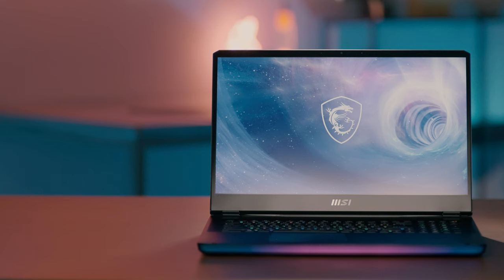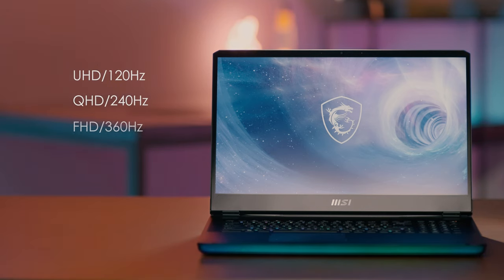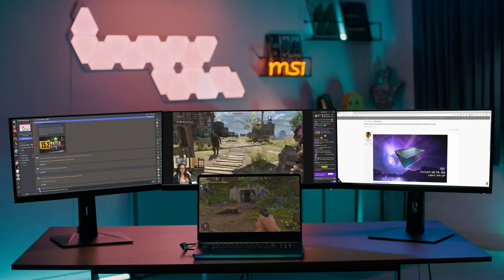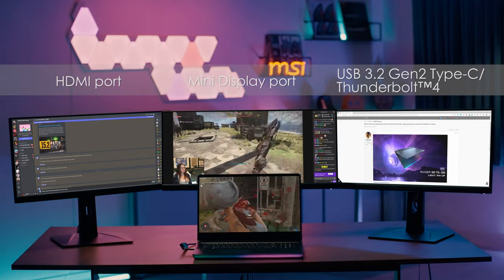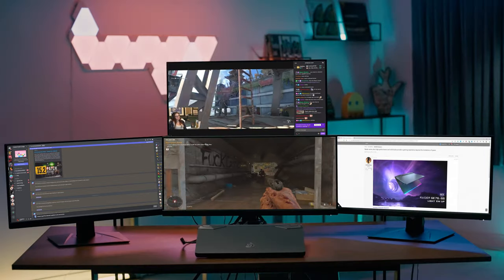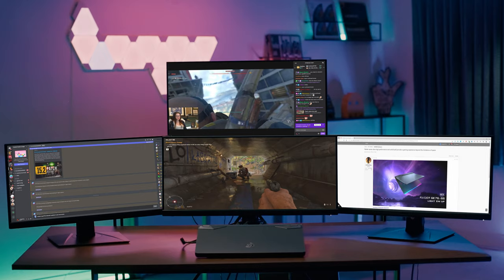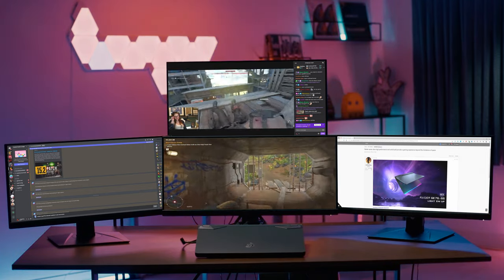The Raider GE series is looking forward to delivering a hypersmooth gaming and viewing experience. So we have the fastest gaming display of different resolutions, which includes the UHD 120Hz, QHD 240Hz, and Full HD 360Hz displays. Since Raider GE series supports 1 plus 3 matrix display, we will never miss the matrix gaming experience. You can plug 3 monitors into the HDMI port, mini display port, and USB Type-C port. If you have 4 external monitors, Raider GE series could even support 0 plus 4 matrix display.